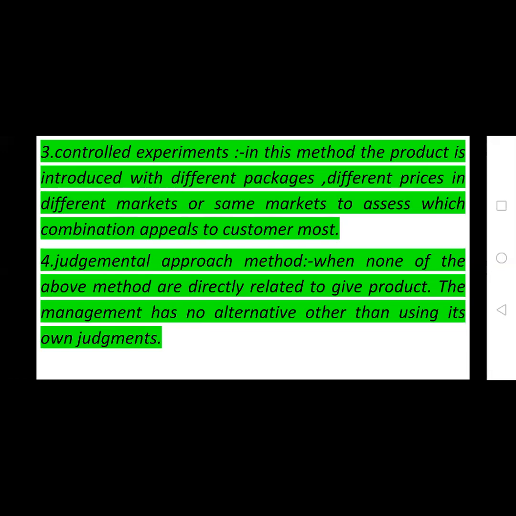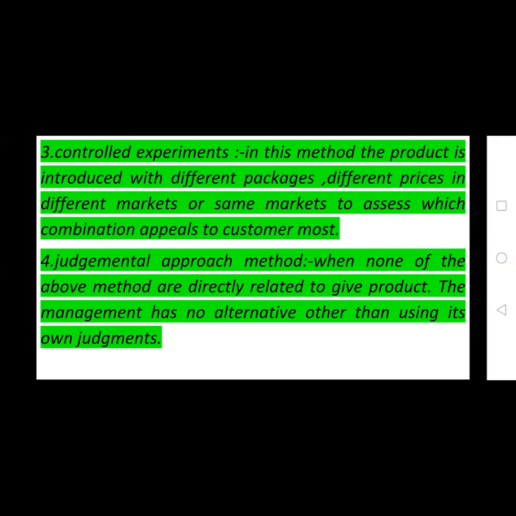Some group of customers give importance to price, that means if the product is available at a lower price, they are ready to accept it, but other customers give preference to quality. So for taking the information about which combinations the customer appeals to more, the controlled experimental method is used.